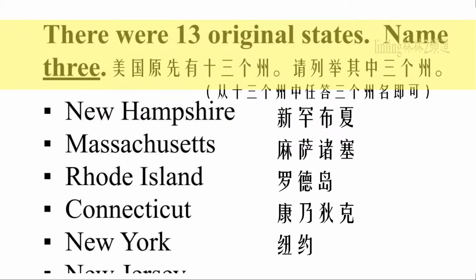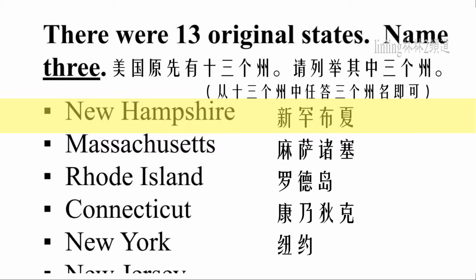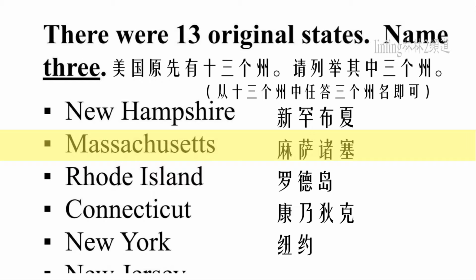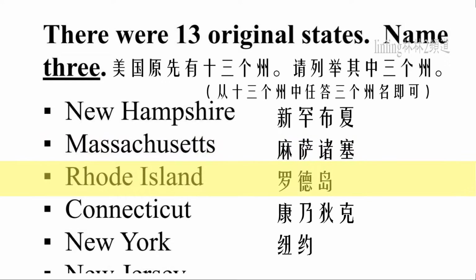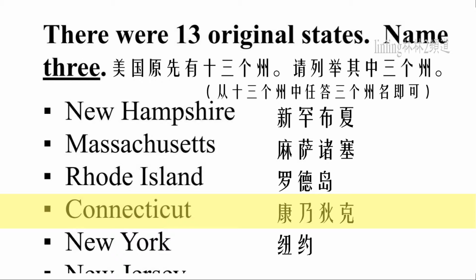There were 13 original states. Name three. New Hampshire. Massachusetts. Rhode Island. Connecticut.